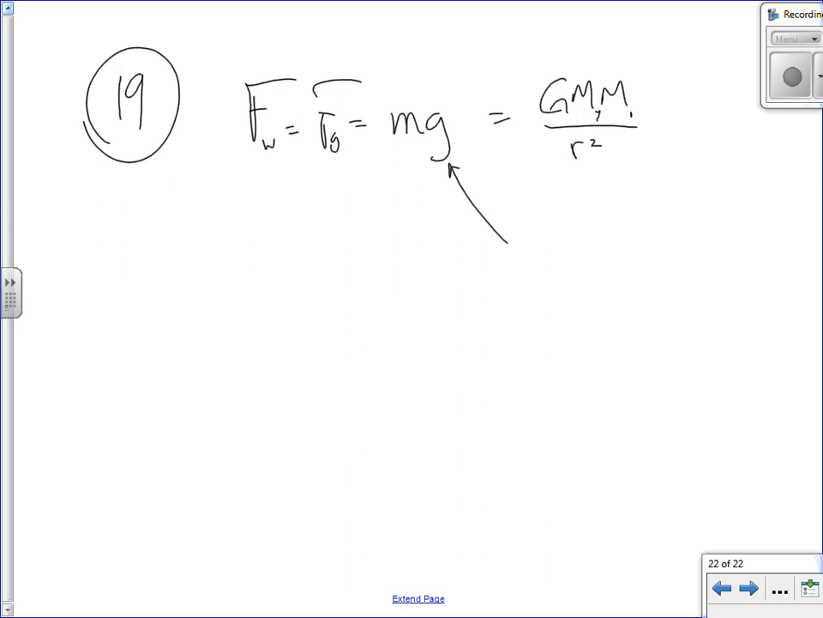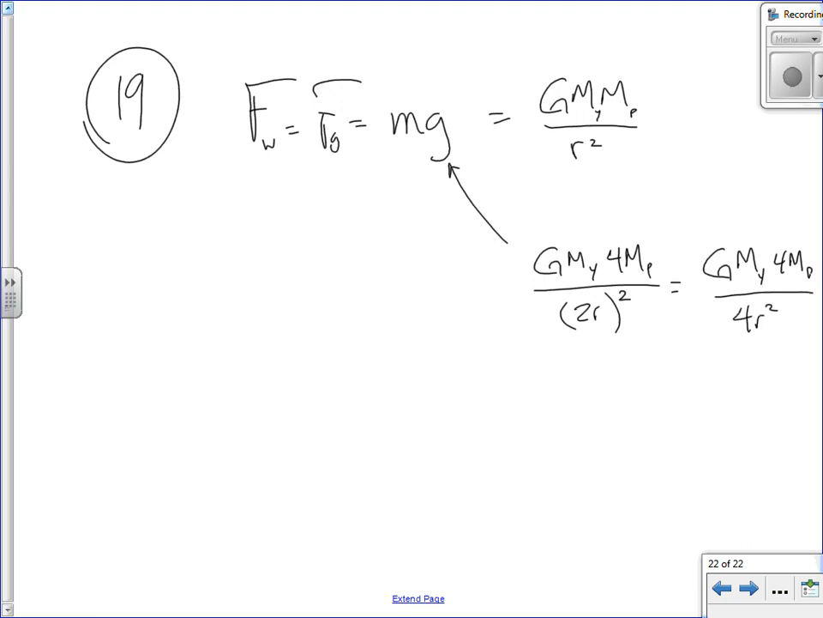So here's you, here's the planet. In the second one, we have 4 times the mass of the planet, and twice the radius. Careful, watch this. The whole thing squared. Well, that's G, mass of you, 4 mass of the planet over 4r squared. Same. C, 600 newtons.